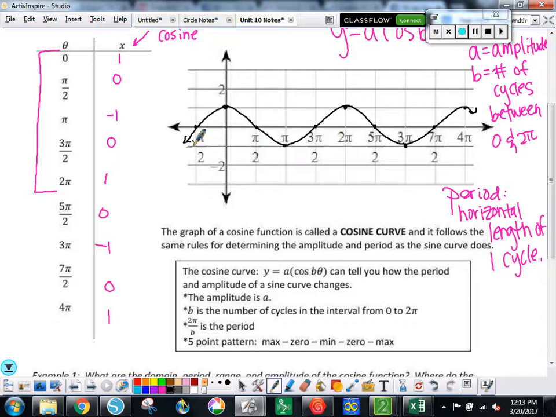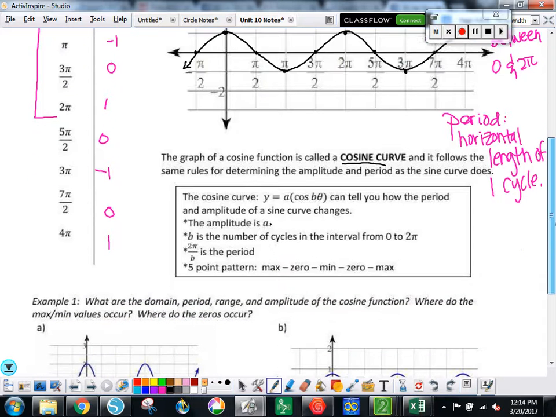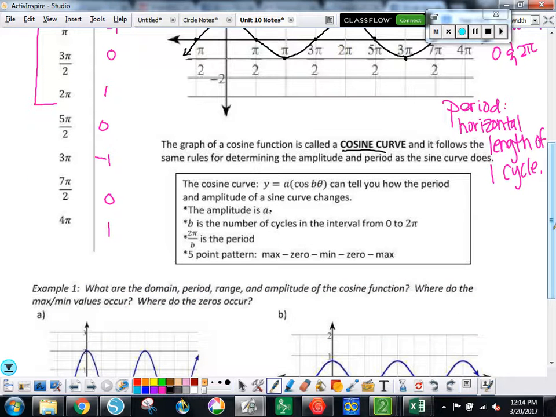The graph of the cosine function is called the cosine curve, and it follows the same rules for determining amplitude and period as the sine curve does. The cosine curve, y equals a cosine b theta, tells you how the period and amplitude change. Again, we wrote all of this out, it's in the box. The amplitude is A. B is the number of cycles in the interval from 0 to 2 pi. 2 pi over B is the period, and that's how long it takes to start and stop. And the 5 points would be the maximum number, A, then 0, minimum number, negative A, 0, maximum number A.